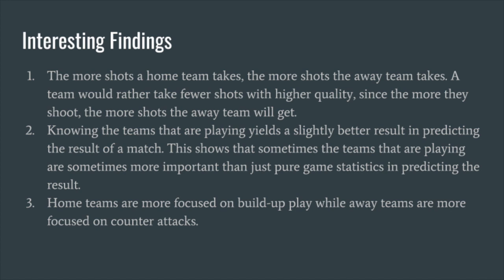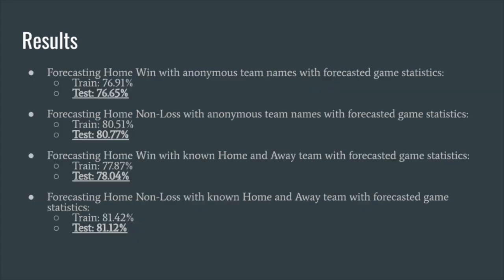And the last thing was that home teams are more focused on build-up play while away teams are more focused on counterattacks. We learned this by looking at the correlation between possession and shots. Home teams had a higher correlation between possession and shots than away teams, which means away teams don't need as much possession to get their shots off, which means they're more focused on the counterattacking aspect of their game.